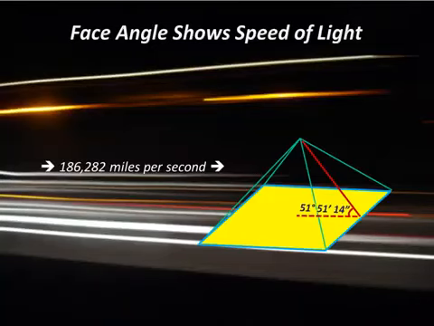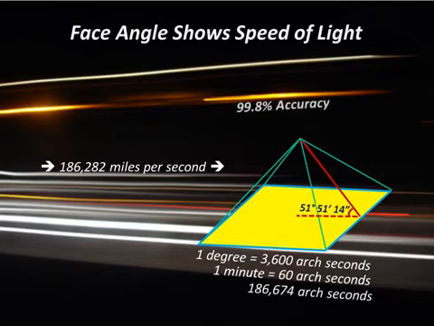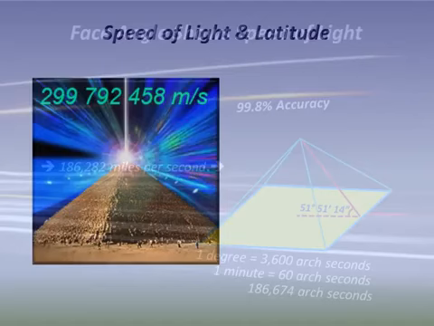We look at the speed of light, 186,282 miles per second. If we look at this angle, 51, 51, 14, that's 14 seconds, 51 minutes, 51 times 60, and then 51 degrees, 51 times 3,600, that's called arc seconds. It comes up with 186,674 arc seconds. That specific angle represents the speed of light in miles per second with 99.8% accuracy.